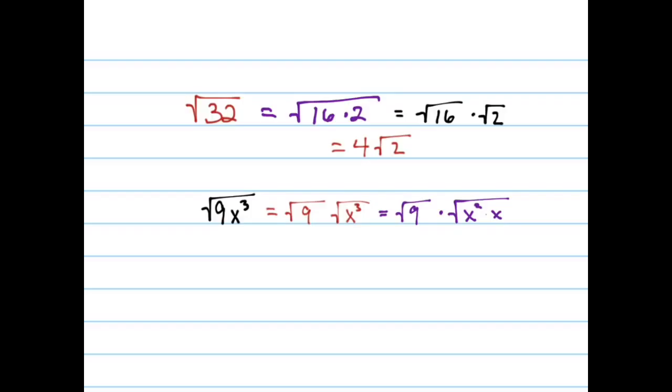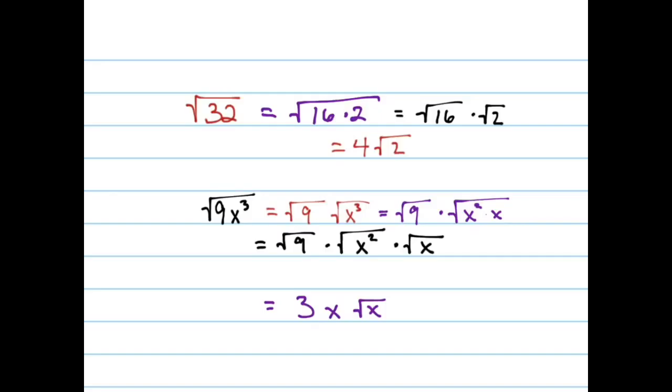Okay? So what we can do is split this radical into 3 pieces. Square root of 9 times square root of x squared times square root of x. Make sense? What's the square root of 9? 3. What's the square root of x squared? x. And then we can't take the square root of that last x, so we just leave it underneath the radical. Make sense?